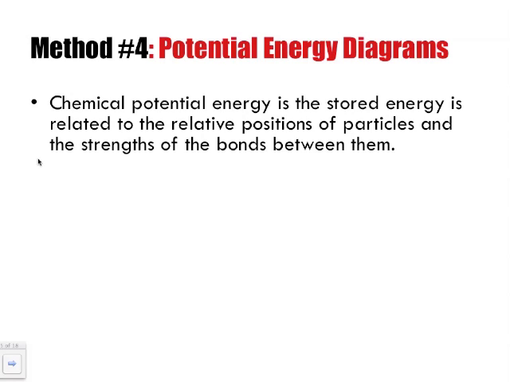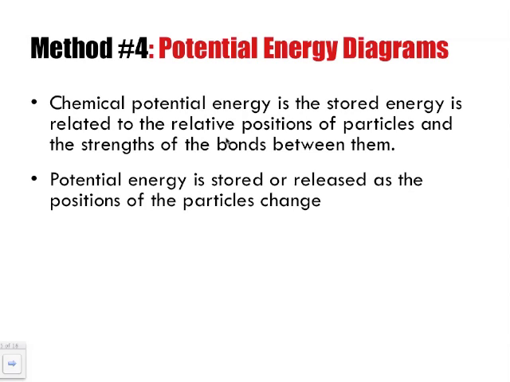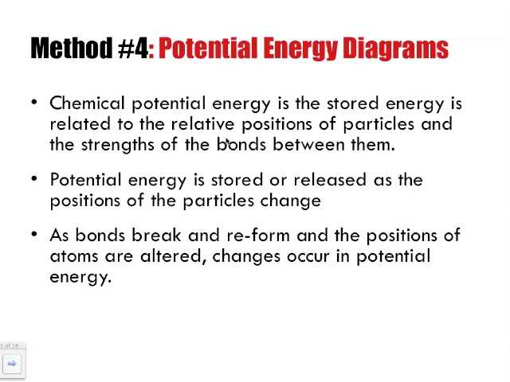Final method, potential energy diagrams. Chemical potential energy is the stored energy related to the relative positions of the particles and the strengths of the bonds between them. So there's a potential energy that's actually stored within the bonds of our reactants, and it's going to get released, depending on the positioning of the particles in the change, with whatever's occurring.